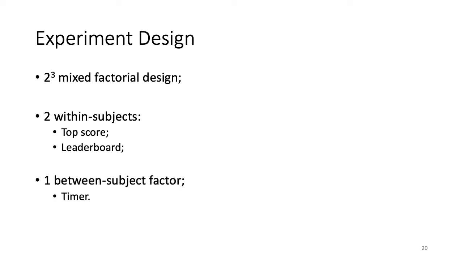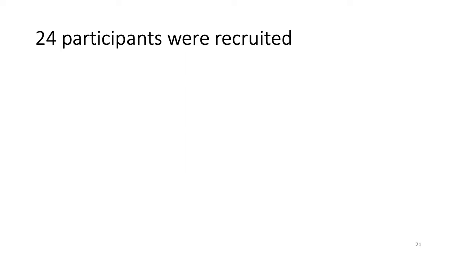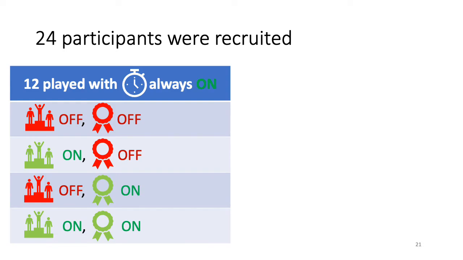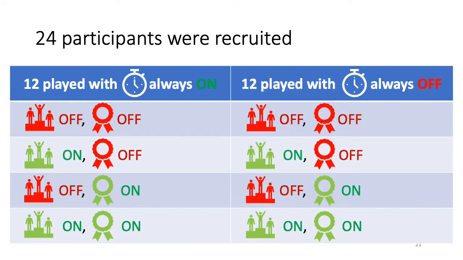We used a 2-cubed mixed factorial design with two within-subject factors, top score and leaderboard, and one between-subject factor, timer, which can all be either on or off. The timer was chosen to be the between-subject factor to avoid a potentially pervasive effect where players being introduced to a timer would think that they always need to complete the level as quickly as possible, even when it was not there anymore. 24 participants were recruited in total to play the game individually. Half of them played with the timer present all the time, and the other half without it.